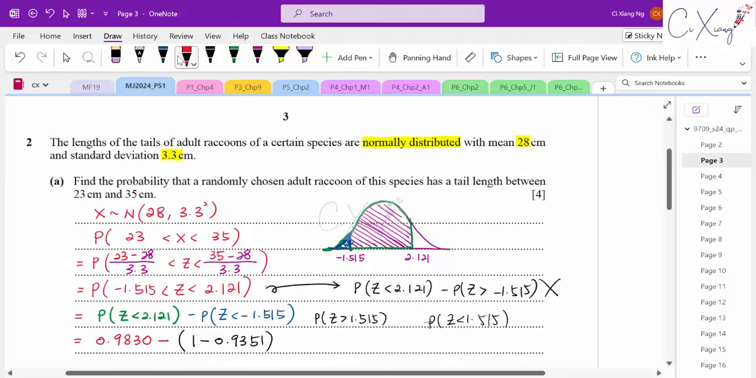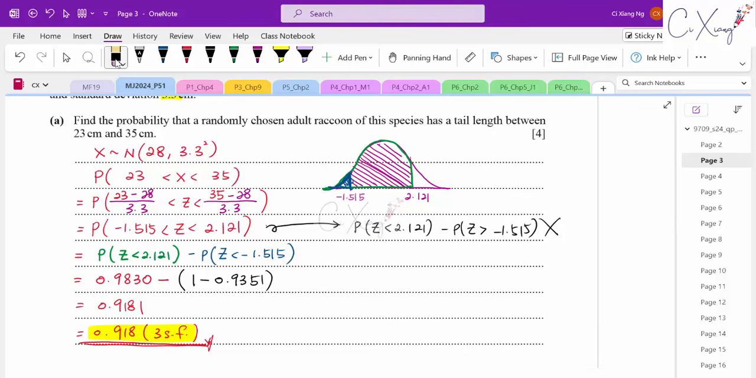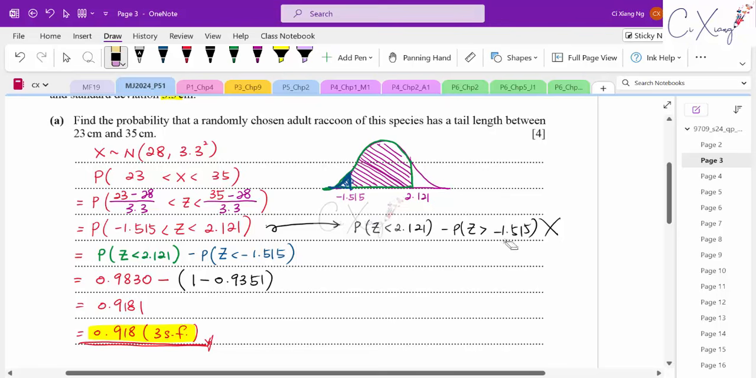Alright, so simplify this particular step. By right, you should be having 0.9181. And hence, the 3 significant figure answer should be 0.918. Okay, so this is basically how we solve this question. The commonly seen error is this part. Alright, so please make sure that you don't make this kind of mistake in the exam.